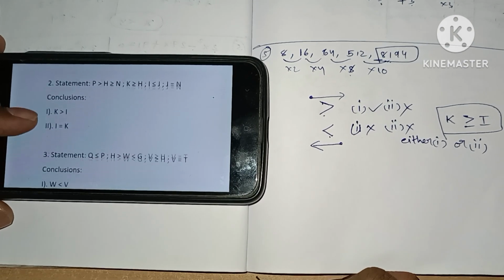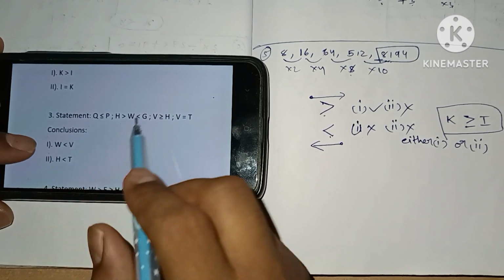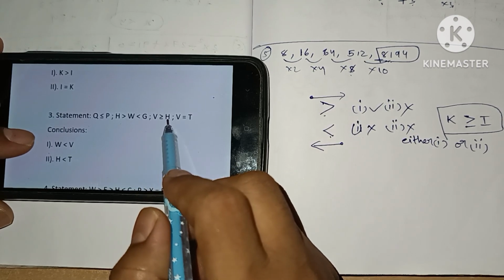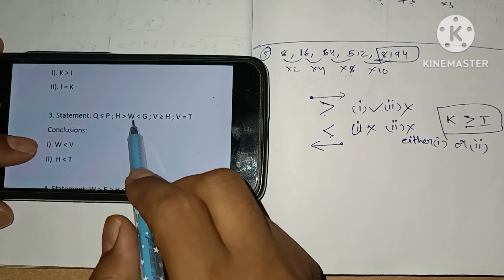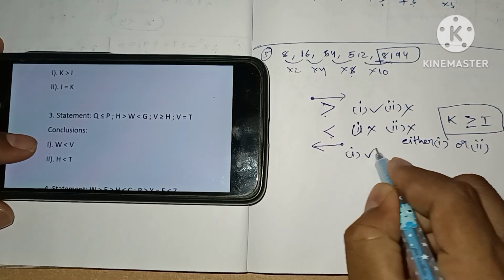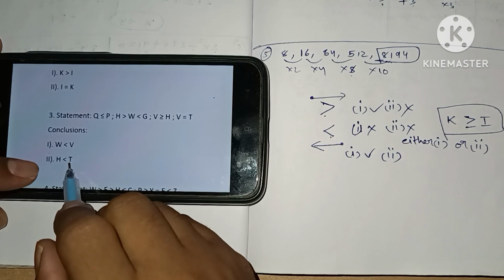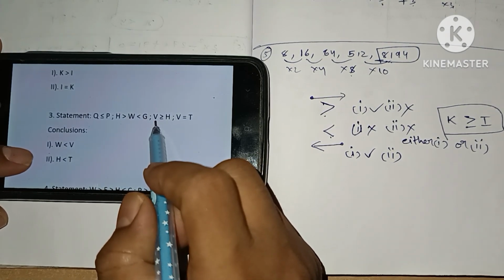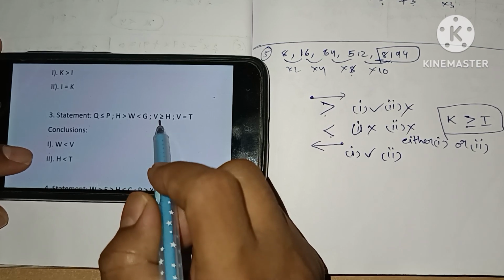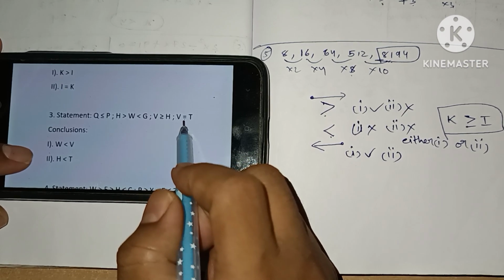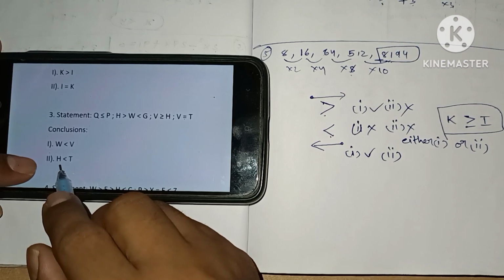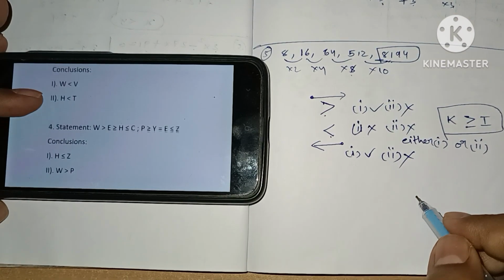Now we are going to see question number 3. The flow from V to W. From V we can reach T, or we can reach H. From V we can reach H, from H we can reach W. So the first conclusion will be true. Second conclusion, the flow from T to H. From T we can reach V, from V we can reach H. But here we have equal to here and equal to here. So in our question we have the flow from T to H with everywhere equal to also, but we don't have equal to in our conclusion. So the second conclusion will be false.